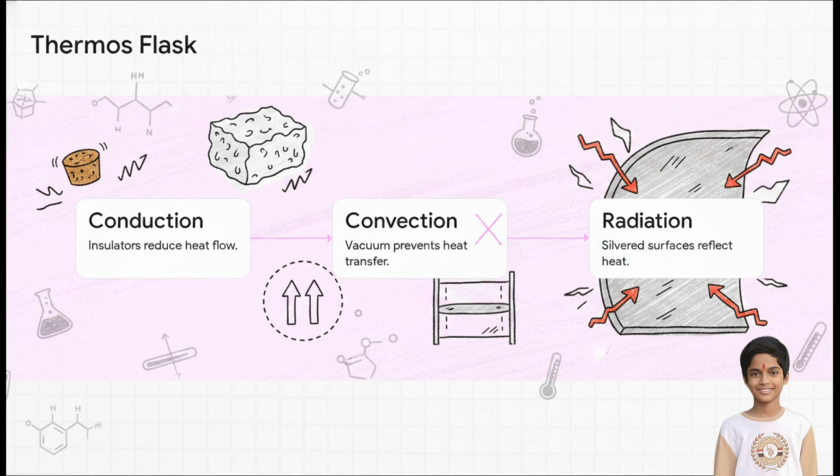This completely shuts down heat transfer by convection, because remember, convection needs liquids or gases to work. Third, the reflective silvered surfaces bounce heat radiation right back into the flask, minimizing loss by radiation. Write those 3 exact steps down, and boom, maximum marks.